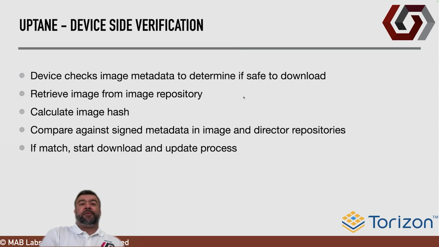So, like I said, the device also has a fair bit of verification capabilities and responsibility on its own side when using Uptane. So the device checks the image metadata itself to determine if it's safe to download. It does that by retrieving an image from the image repository. It calculates the image hash, and then it compares the signed metadata in the image against what was reported in the director repository. And if it matches, then it starts the download and update process.